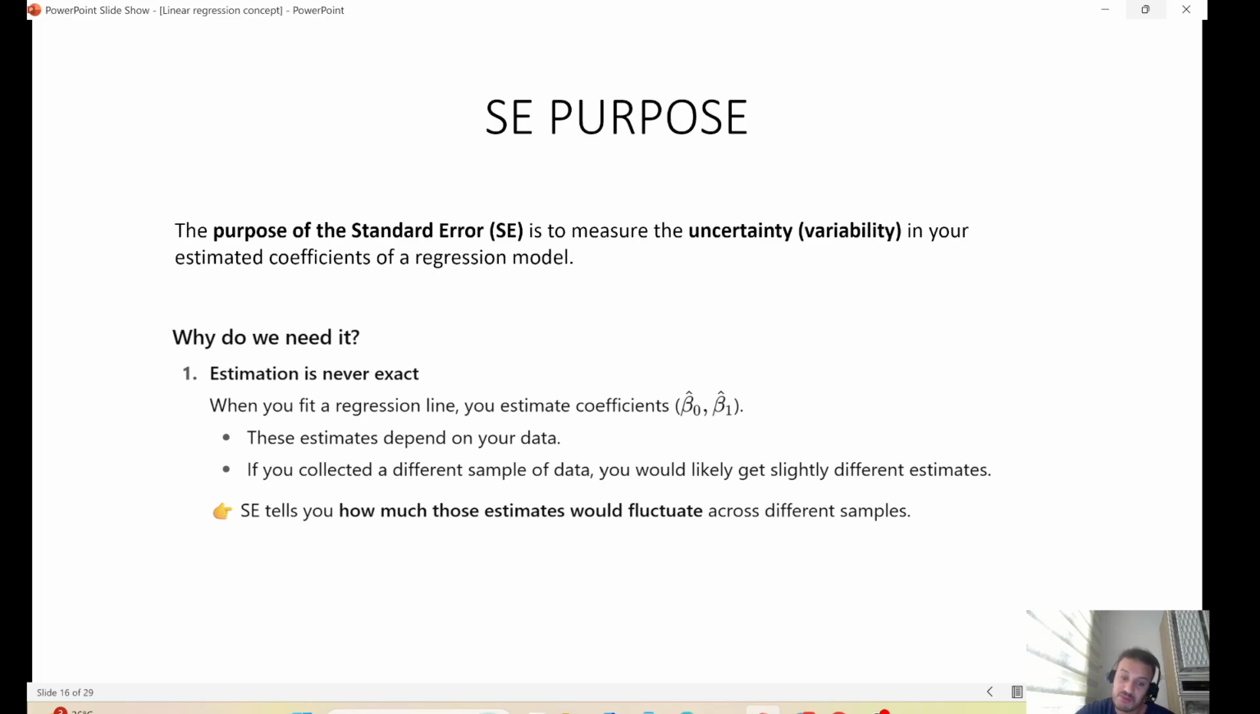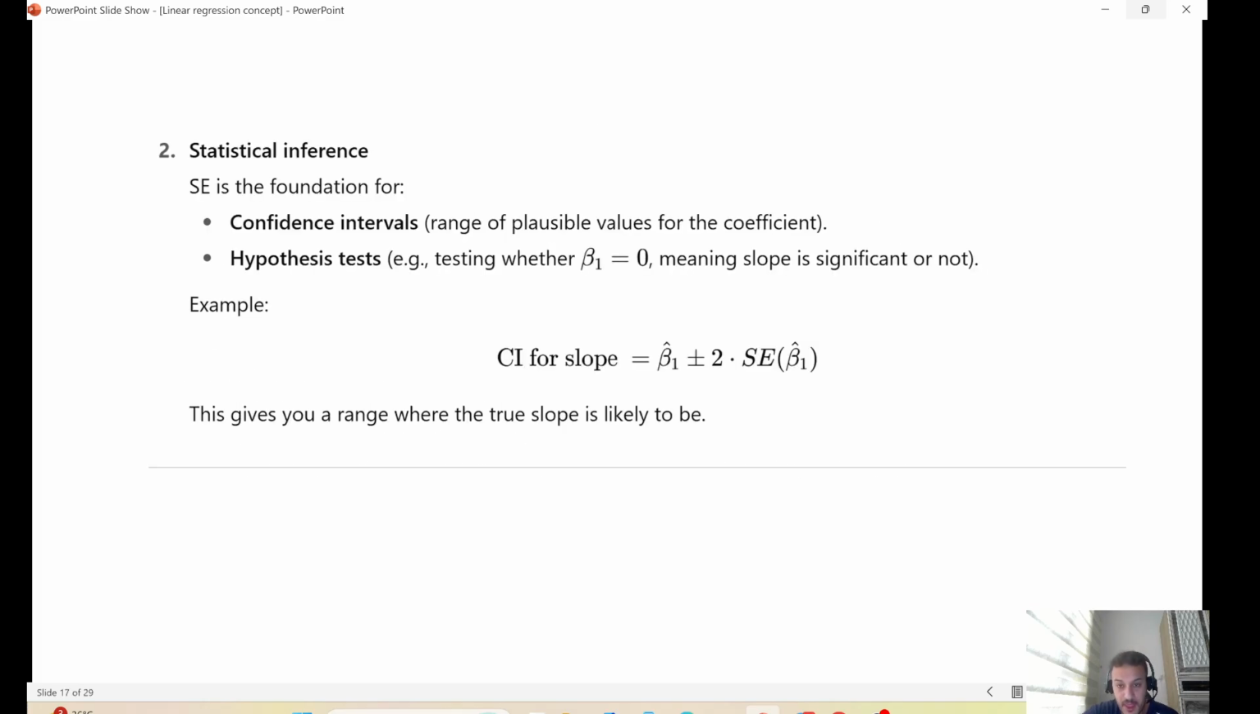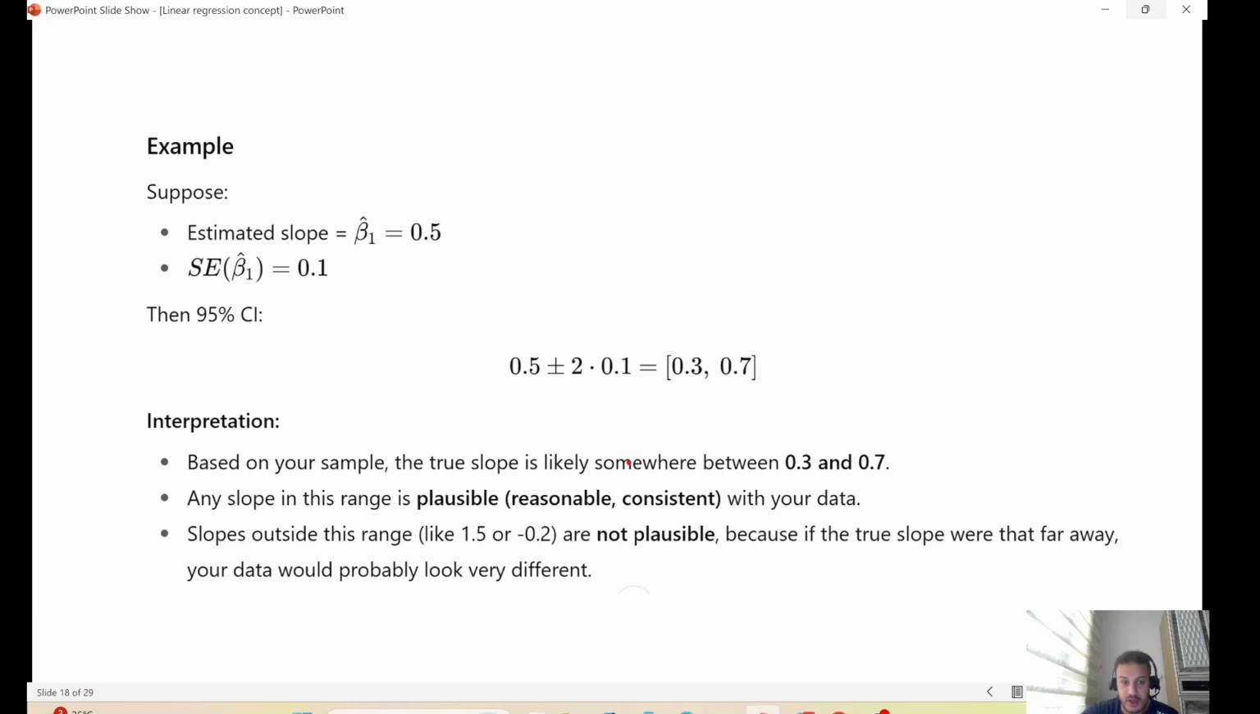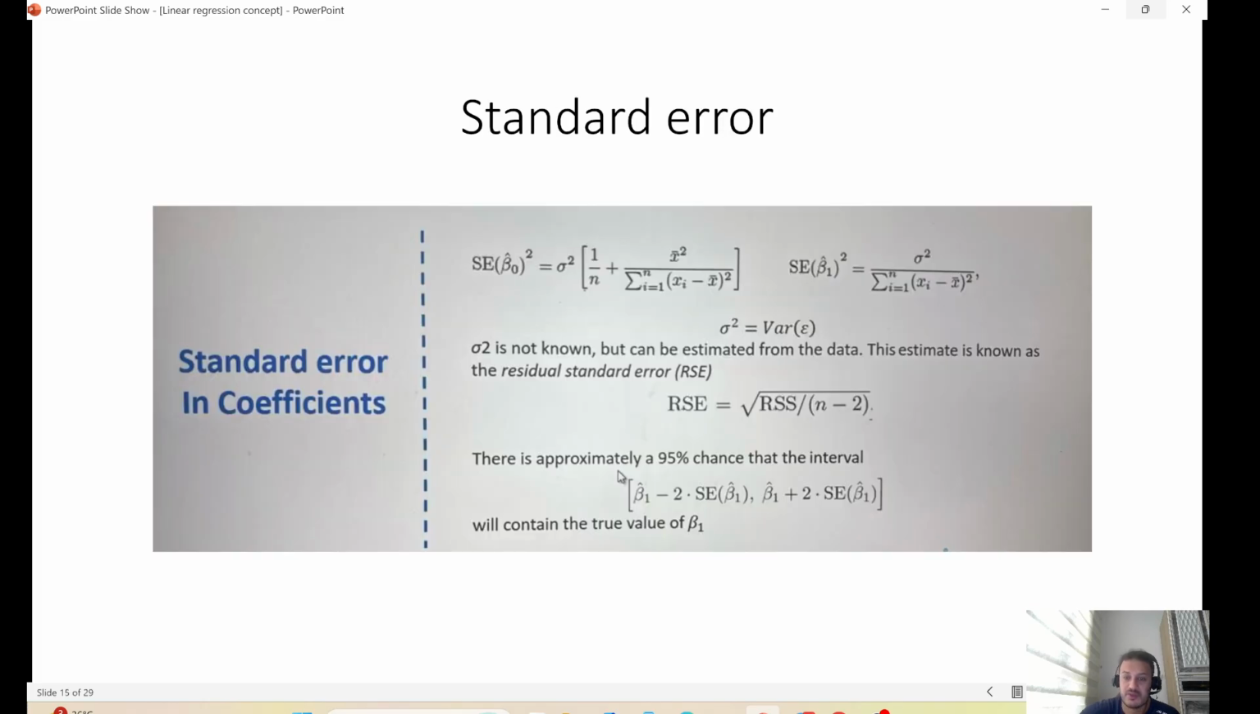And what does that mean? We'll explain it here. So what is the purpose of the standard error? It measures the uncertainty and variability in your estimated coefficient of the model. And what does that equation mean? So this equation, this interval, I'm going to explain it to you here.